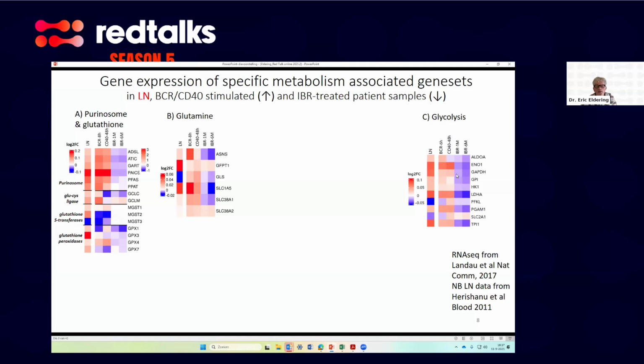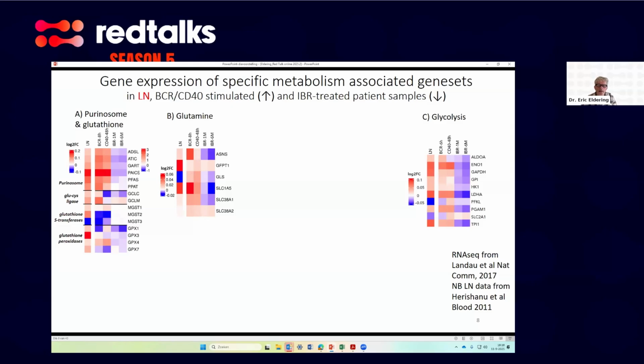And the purpose of this representation is actually to see whether the lymph node, for example, over here, these genes are indeed all upregulated, or most of them, via B cell receptor or CD40 stimulation and downregulated in the peripheral blood as analyzed by the group of Landau. And this again confirms our hypothesis that in order to study the lymph node, we can use in vitro stimulation by B cell receptor triggering or CD40 triggering in the laboratory. So this validates our premise.